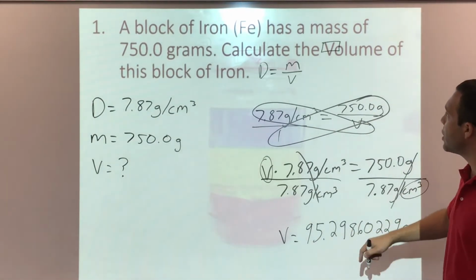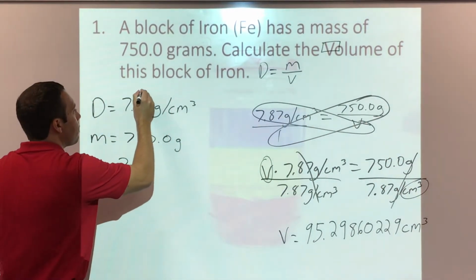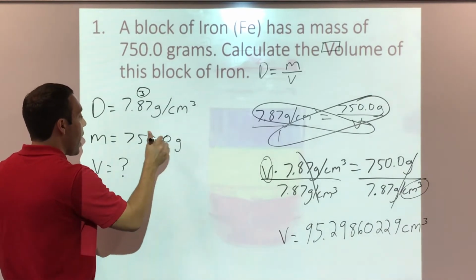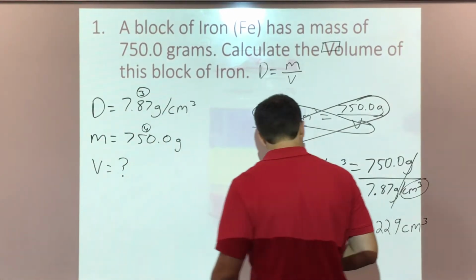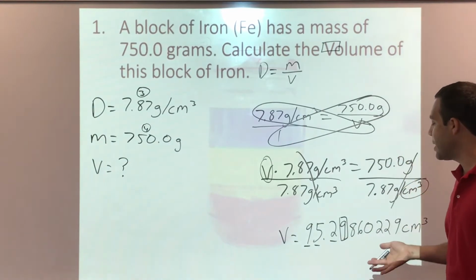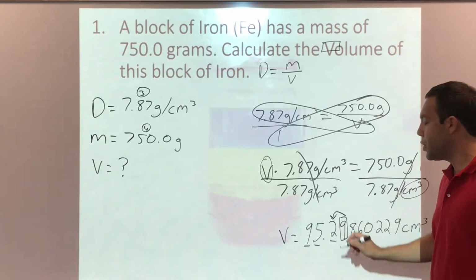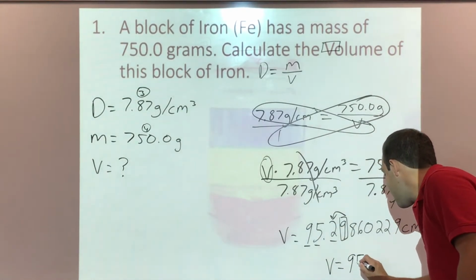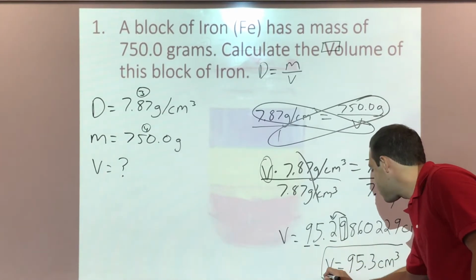Last step, we round to significant figures. Since we calculated, we just have to do significant figures. We look at our original numbers. 7.87 has 3 significant figures, where 750.0 has 4 significant figures. We go with the least amount, 3 significant figures. 1, 2, 3. Put a box around the next number, the 9. 9 is 5 and above, so we round up. This 2 becomes a 3. So our final answer, volume equals 95.3 cubic centimeters.